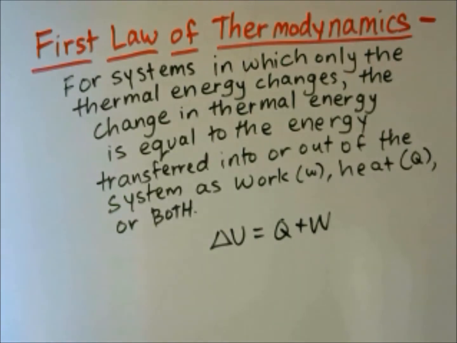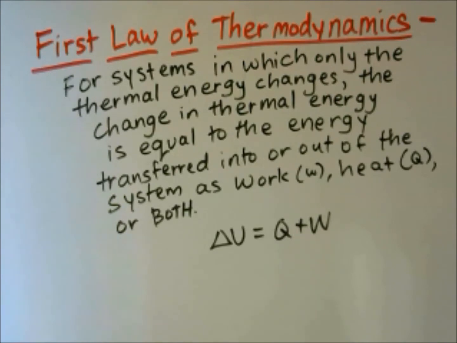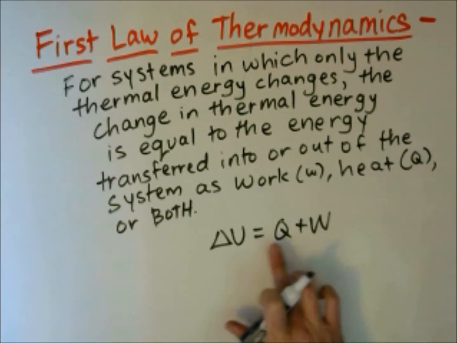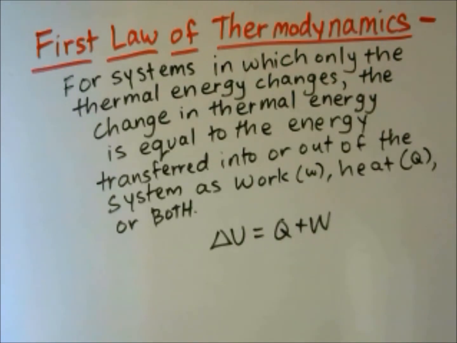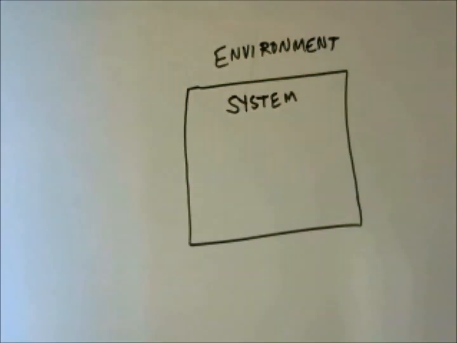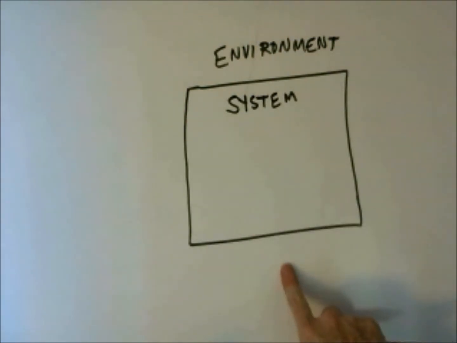The first law of thermodynamics says, for systems in which the thermal energy changes, a change in thermal energy is equal to the energy transferred into or out of the system as work, heat, or both. And you could summarize it with this equation. And here's a chart to understand what is going on when we have a system and the environment acting on it.